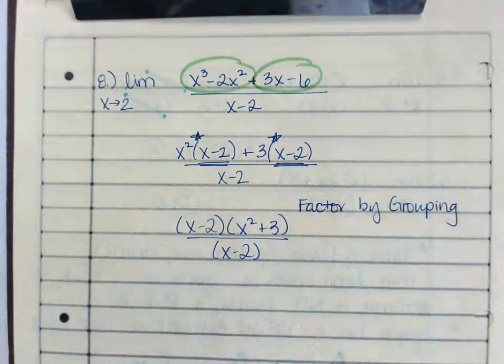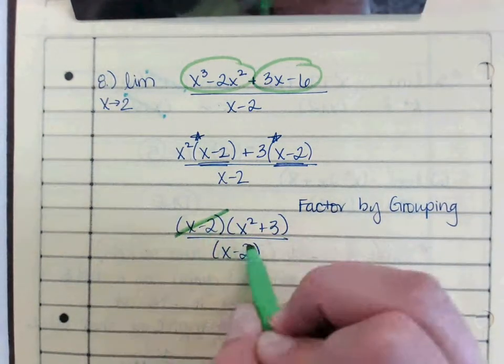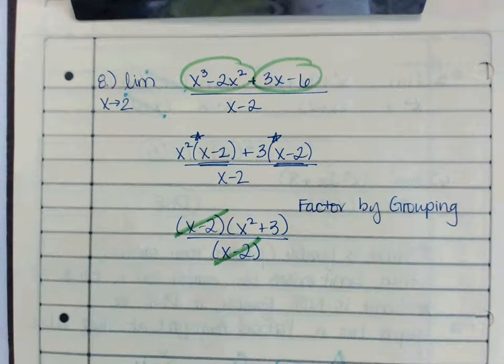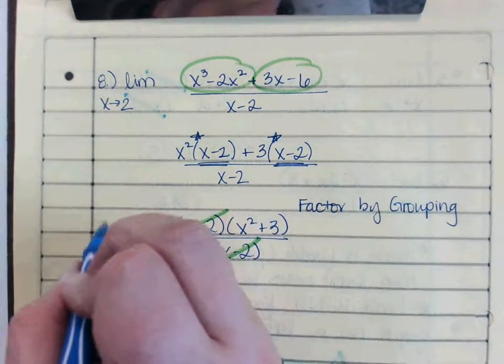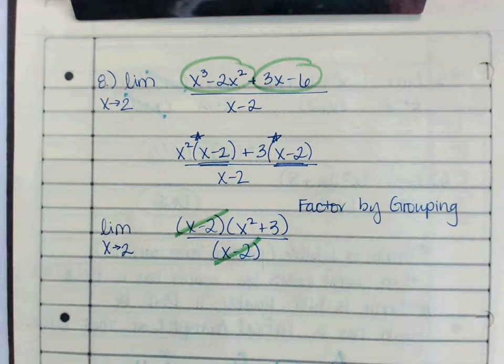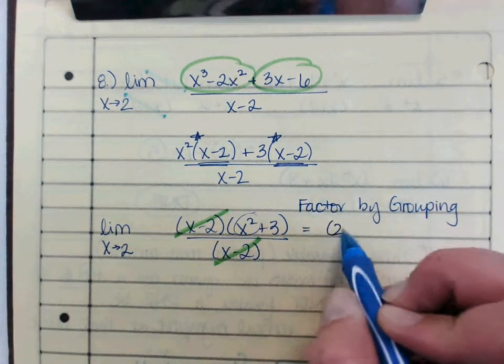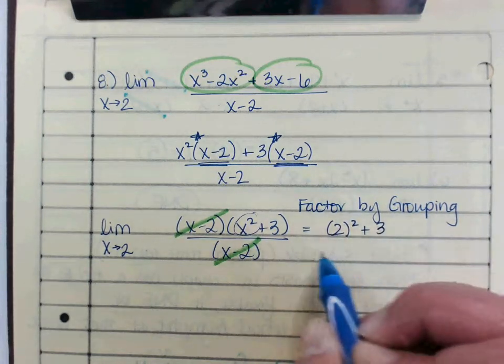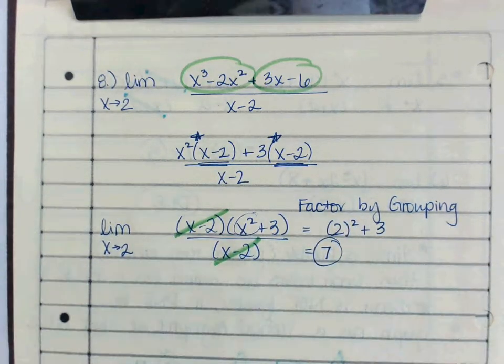Then from there you can cross these guys out. X squared plus 3 is all left over. I have limit as x approaches 2. What are we doing from there? Plug in. 2 squared is how many? 4. 4 plus 3 is 7. Good.